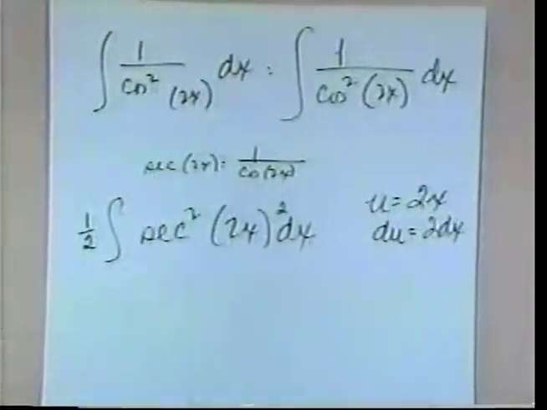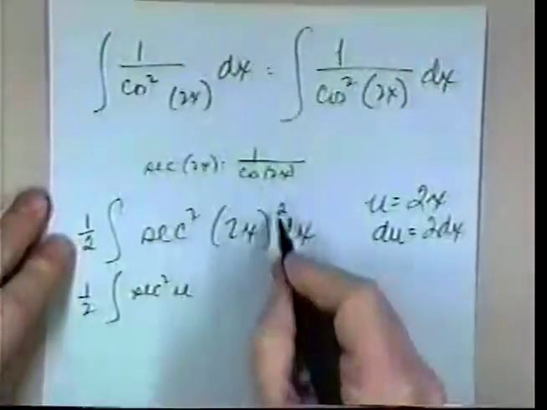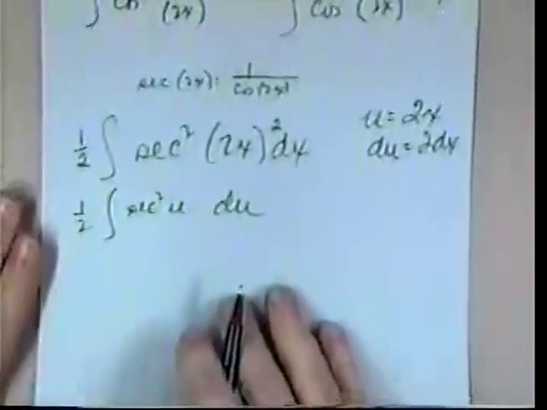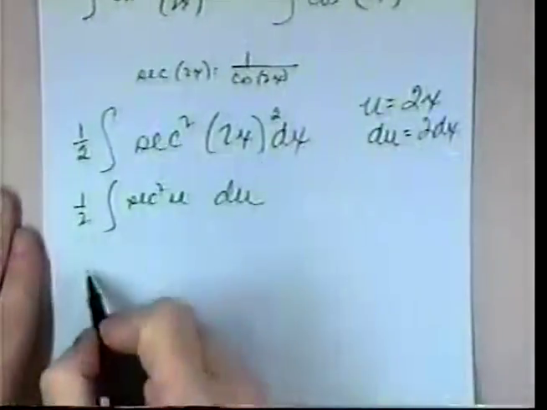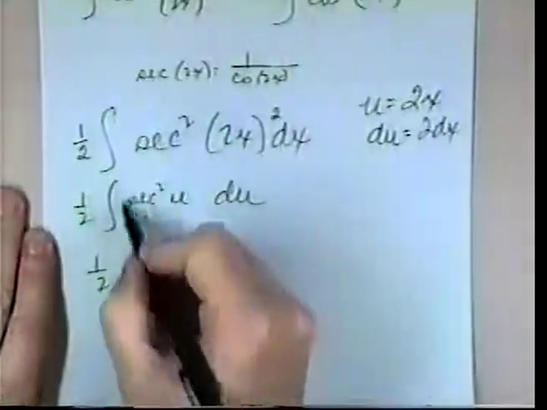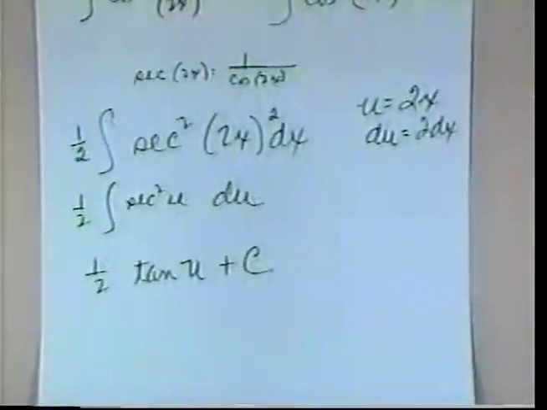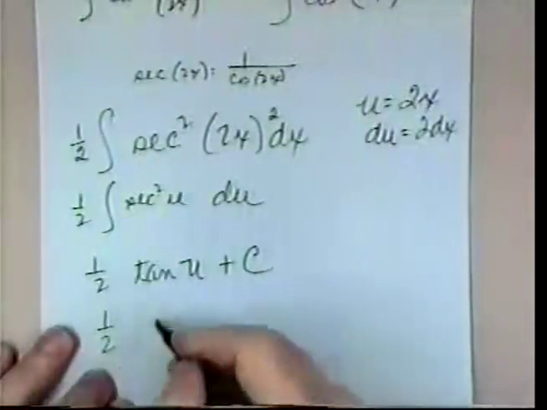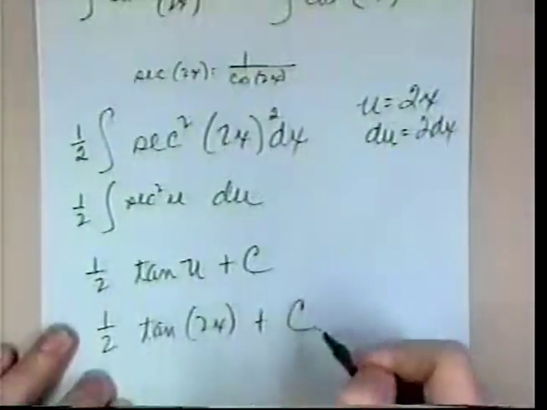Now, it should fall off pretty easy here. The integral of 1/2 of secant squared u, that part right there becomes du. And of course, the integral of the secant squared is the tangent of u. So this becomes 1/2 the tangent of u. Again, since it's an indefinite integral, plus a constant. And then substituting, remember u is in fact 2x, 1/2 the tangent of 2x plus a constant.